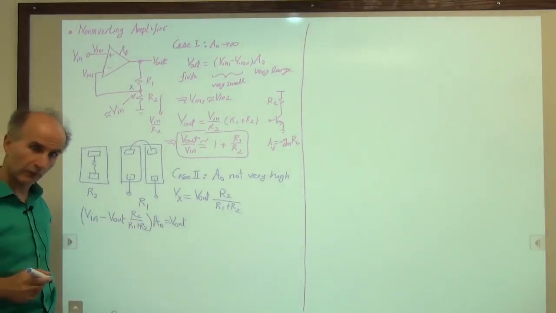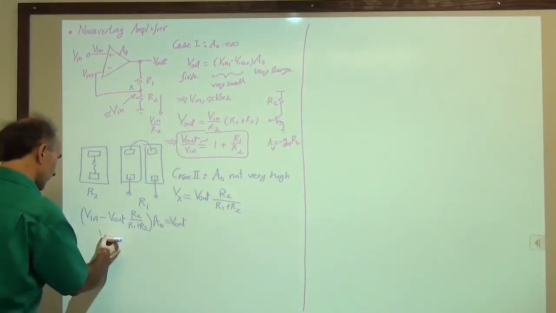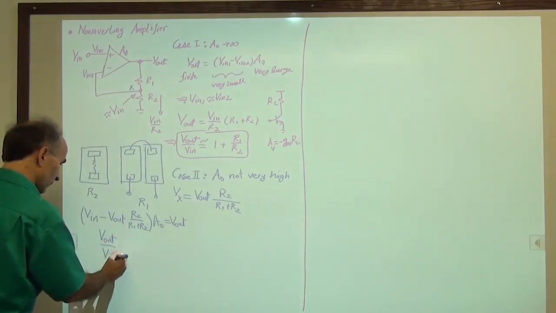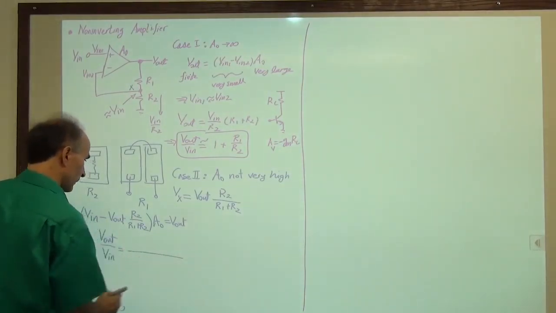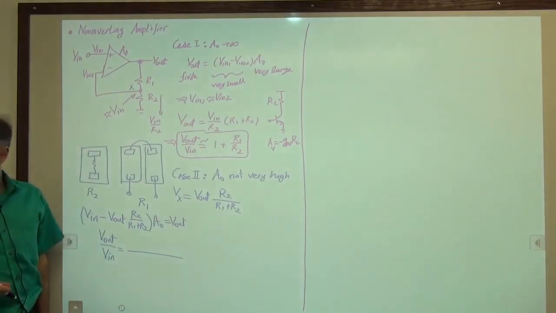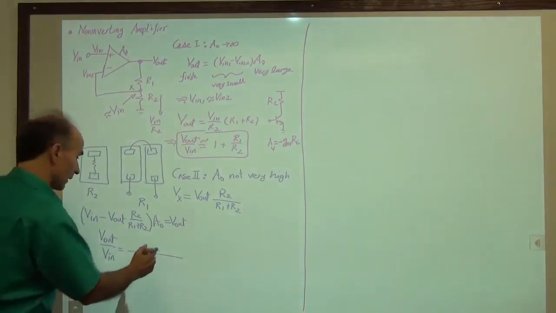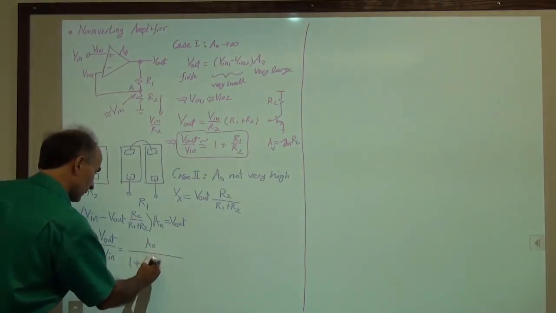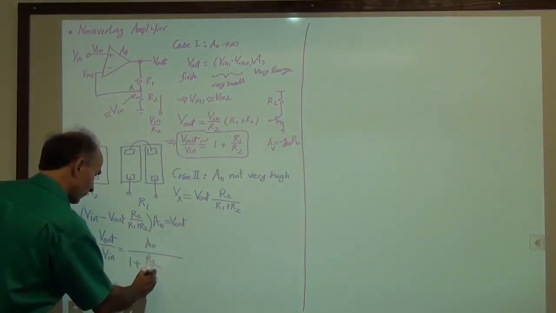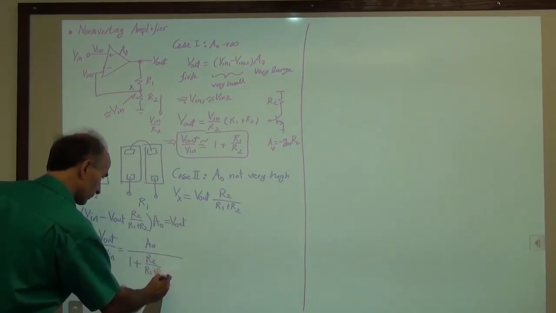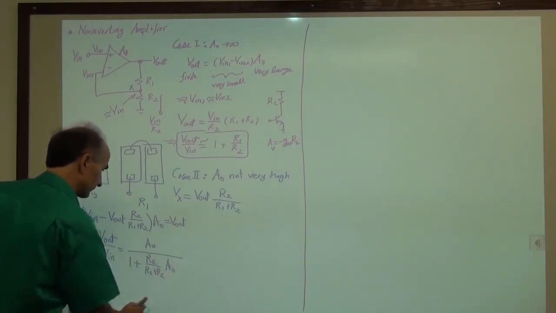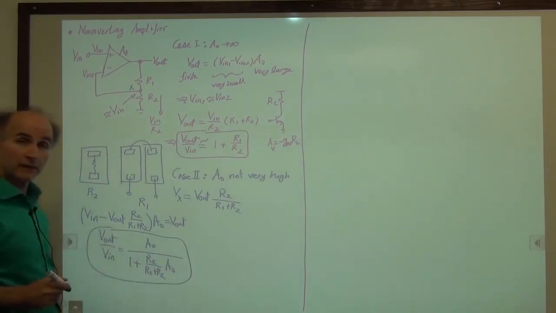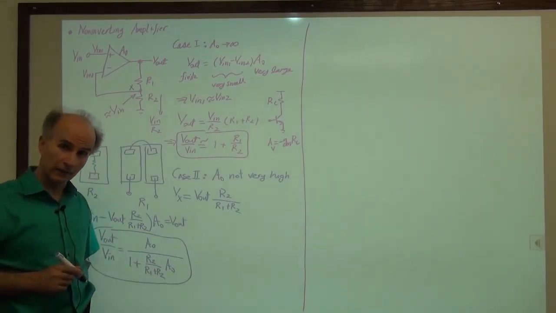We can find Vout over Vin. So Vout over Vin is equal to, if we write it out, A0 over 1 plus R2 over R1 plus R2 times A0. This is the general equation for the gain if A0 is not infinite.